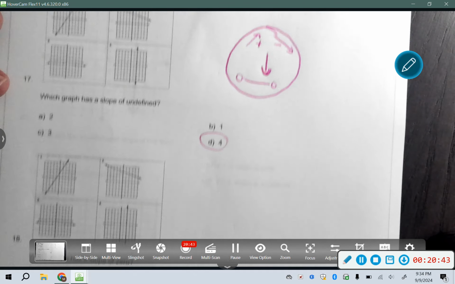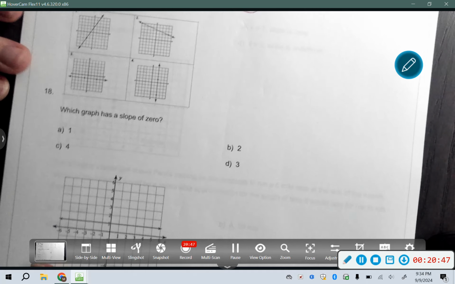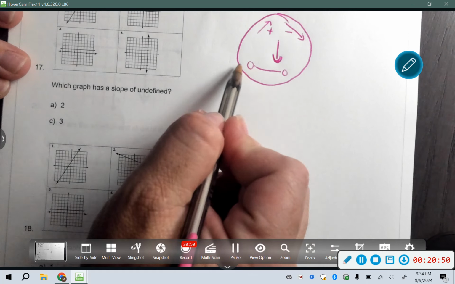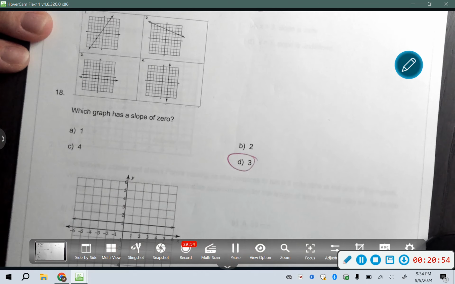Okay, now 18 says which graph has a slope of 0. So remember his mouth has the zeros. So it's a horizontal line, which is graph 3.